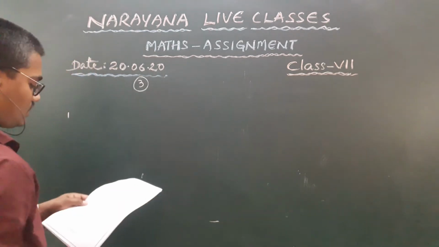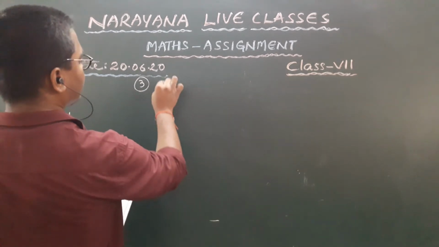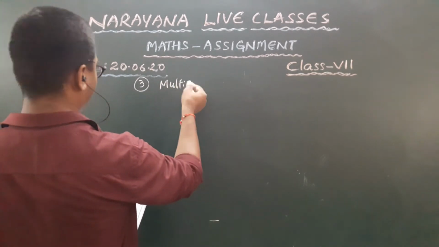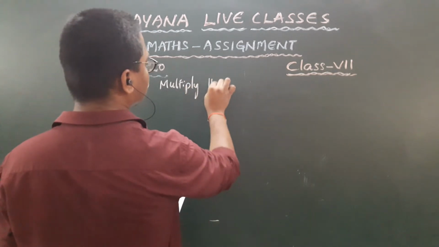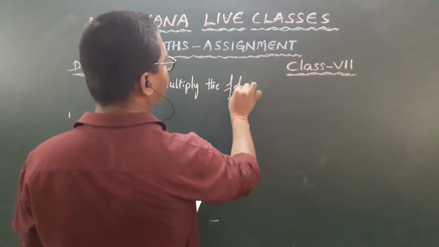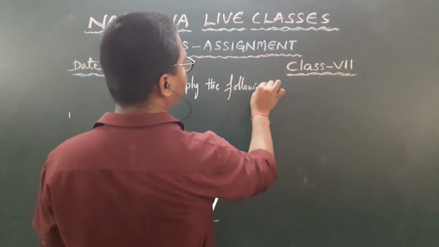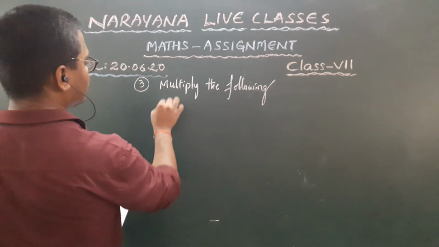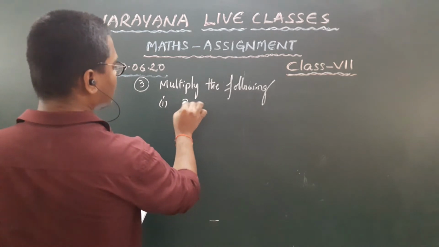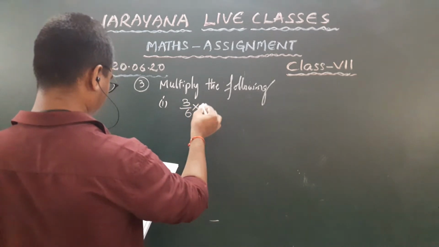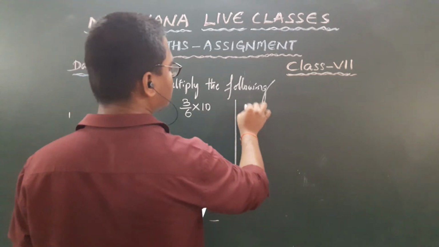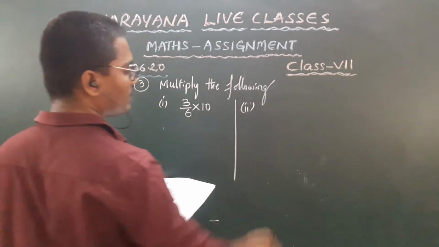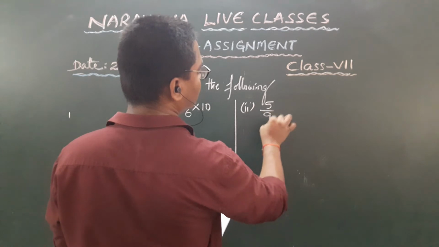Third question for the session. Multiply the following. The heading is multiply the following. The question is, first one, 3 upon 6 into 10, and the second one is 5 by 9 into 2.